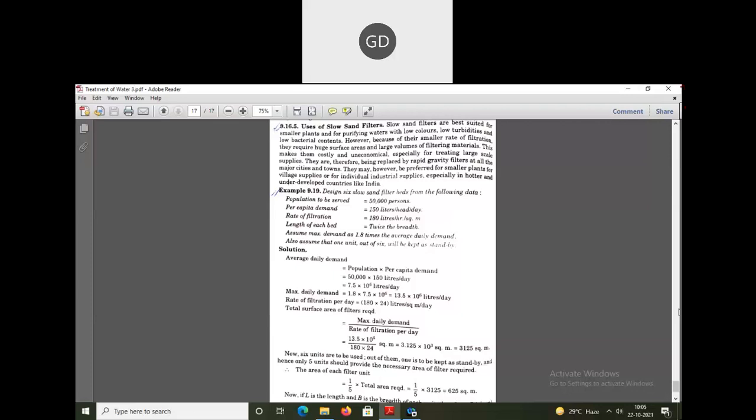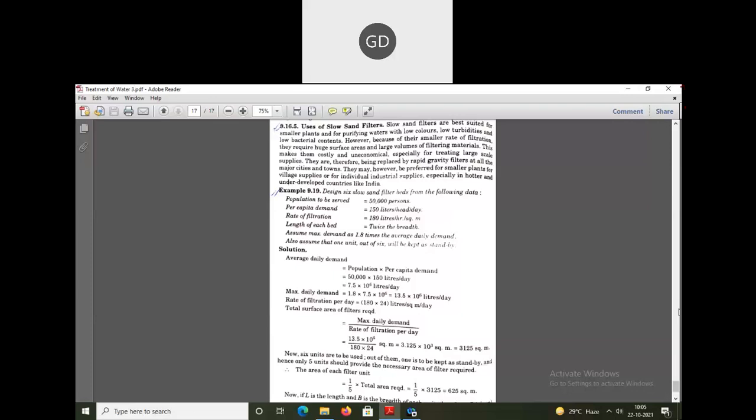Among the data given here, you have learned in the first class about the average daily demand and the maximum daily demand. First thing we have to design: we need the length, breadth, and width of the filters, isn't it? For finding them, we need the surface area. For finding the surface area, we need the maximum daily demand, and for that, first you need the average daily demand.